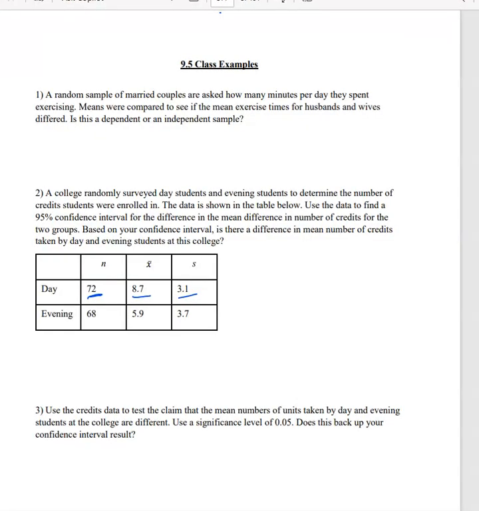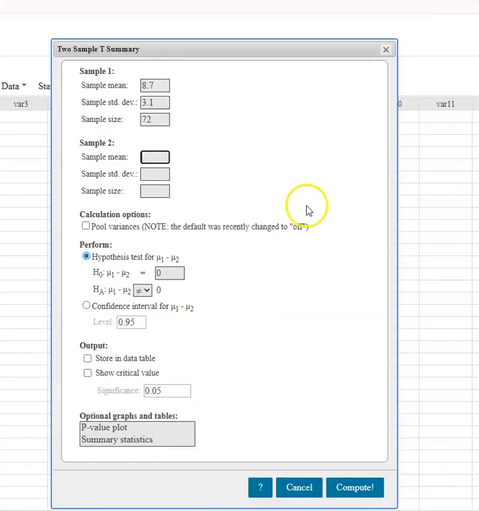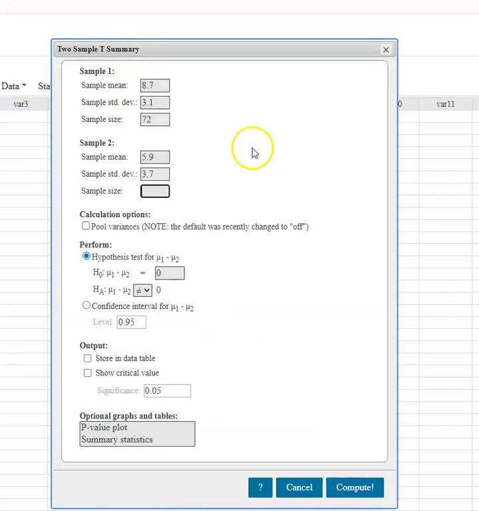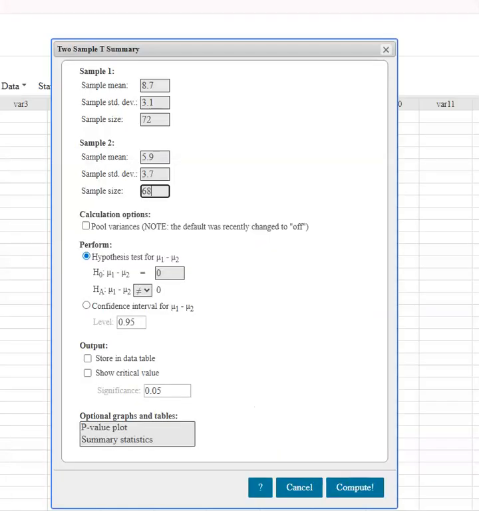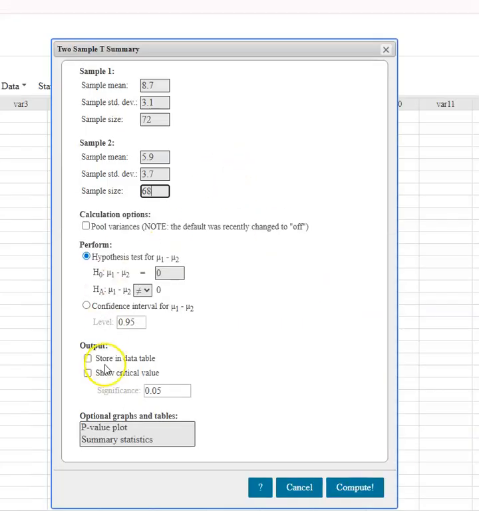And then for my evening group, the size is 68, mean is 5.9, and 3.7 I think was my standard deviation, 5.9 for the mean. And even though the groups are different sizes, that doesn't matter, as long as they both meet the criteria of being large enough. So I believe I've got all my data in. Let me make sure I didn't mess something up. 68, 5.9, 3.7, 8.7, 3.1. Okay. All right. Now, they wanted me to do a 95% confidence interval.